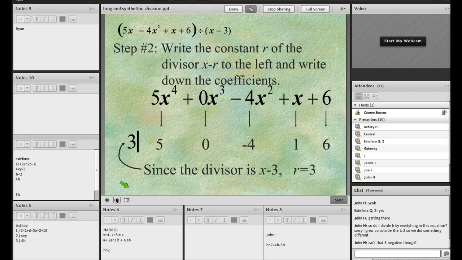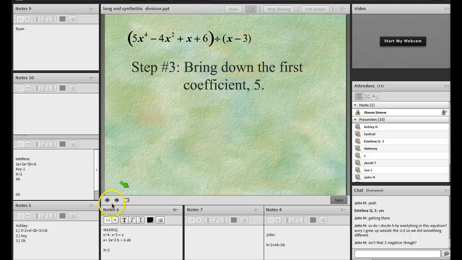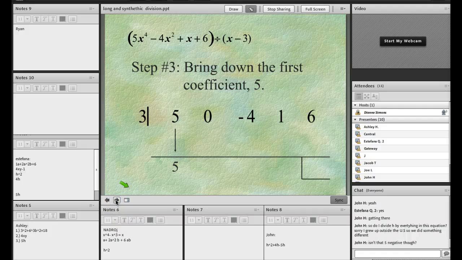Coefficients are what? Fancy word for the numbers in front of the variables. That's all it is. Okay, let's do some long division. What we do first is we bring down our 5.